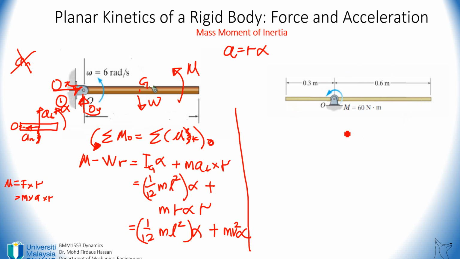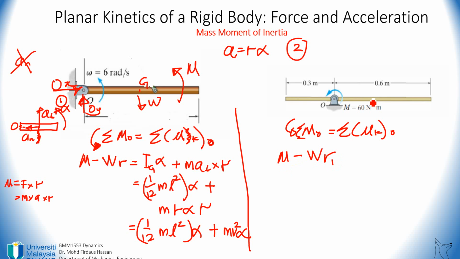For the second figure, you see that the summation of moment at O equals the summation of moment of the kinetic element at O. Similar thing. You have m minus w times r1, this is G, r1, equal to IG alpha.